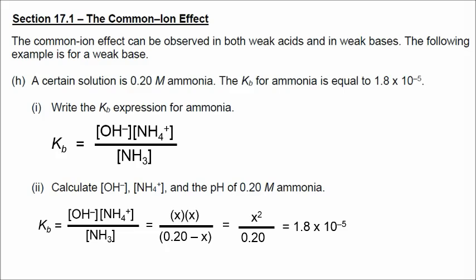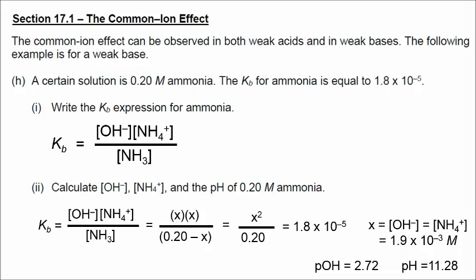And when we solve for X, we get that the concentration of hydroxide as well as ammonium is 1.9 times 10 to the negative 3. The pOH is the negative log of that number, so the pOH is 2.72, and the pH is 14 minus that value, which is 11.28.